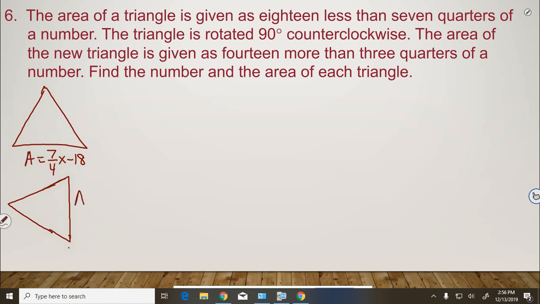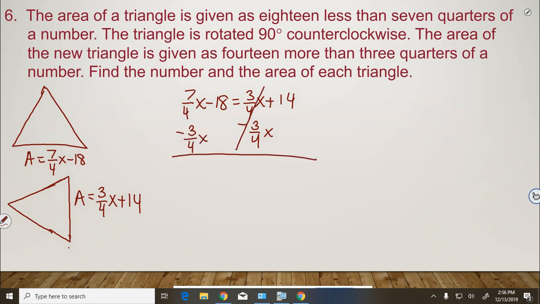And that area is 14 more than 3/4 of a number. 14 more than 3/4 of a number is 3/4 x plus 14. And we know that their areas are equivalent because they're congruent shapes, since all that was done was a rotation. So we're going to set them equal to each other. So we have 7/4 x minus 18 equals 3/4 x plus 14. Subtract 3/4 x from both sides. Cancels out, and we get 7 minus 3 is 4/4 x minus 18 equals 14.